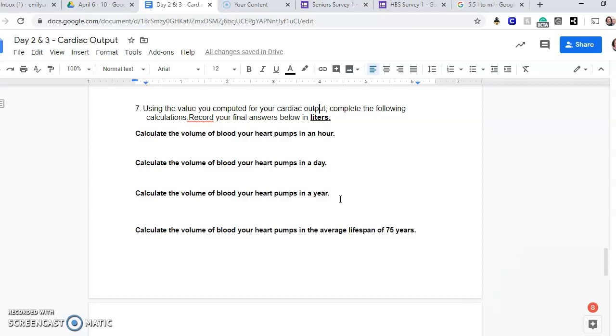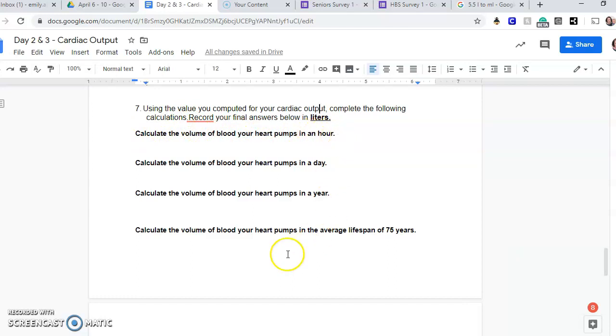Record your final answers below in liters. So that's a big one. Do not give me milliliters, give me liters. So I'm going to do my example number, which once again will be different than your number. And so you're going to get different numbers in general, but I'm going to give you an example of what you should be doing.